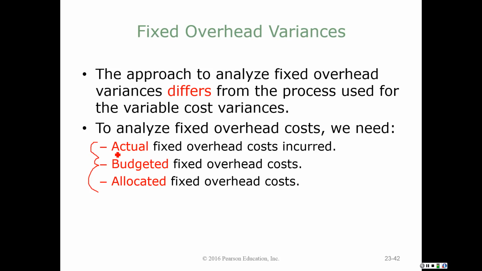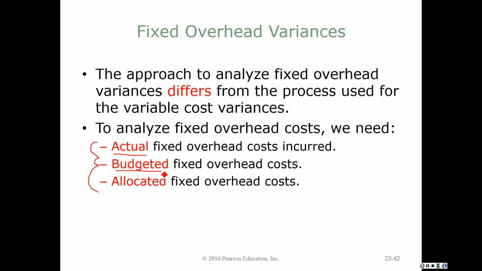Okay, actual is what we actually spent on overhead. So if we get to the end of the period, how much did I actually spend on maintenance, depreciation, indirect labor, indirect materials? Budgeted, on the other hand, is when we were coming up with our flexible budget or our static budget, our master budget, how much did we estimate our total overhead was going to be? This is our budgeted amount.